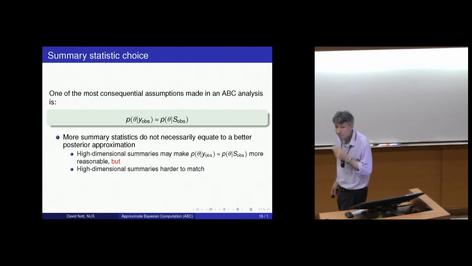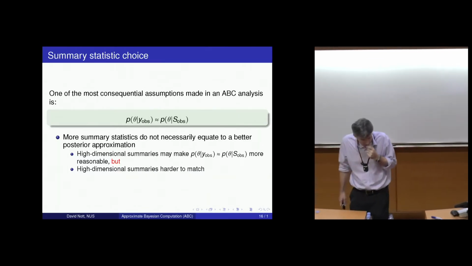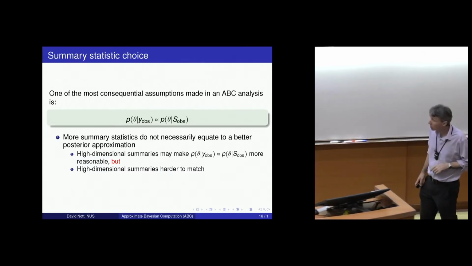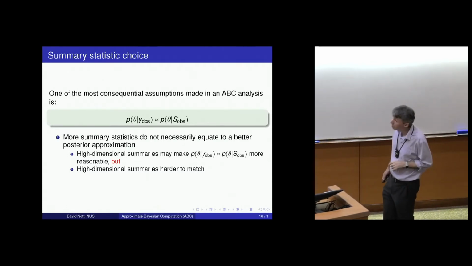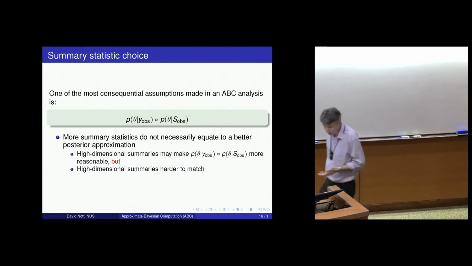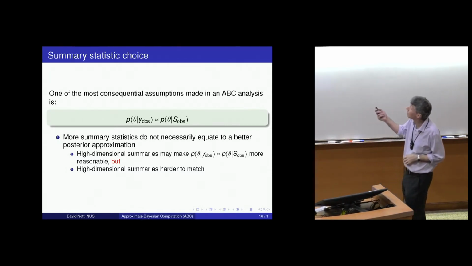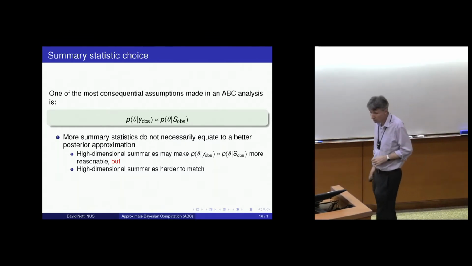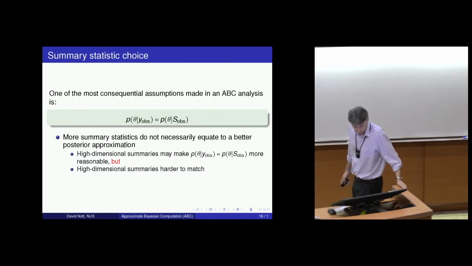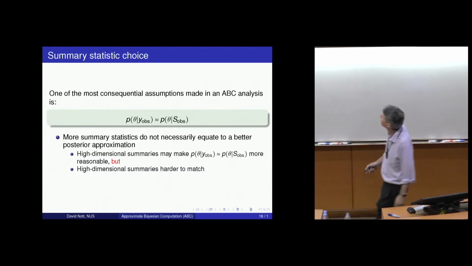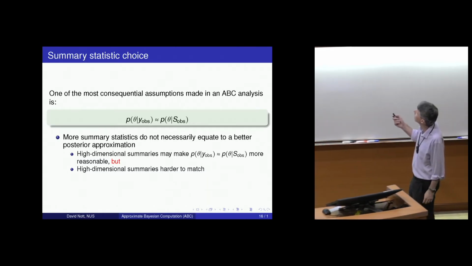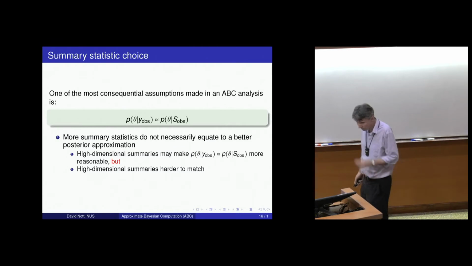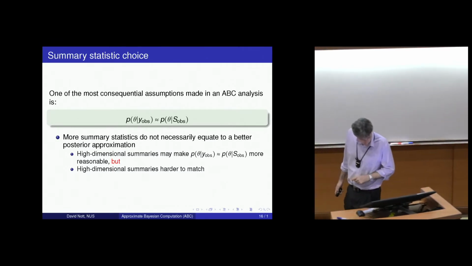Right. Now, I want to say some more about summary statistics for ABC, how you choose summary statistics. What are some of the considerations involved in choosing good summary statistics for ABC? One of the most consequential assumptions you make in ABC is this one here, that conditioning on the observed Y is approximately the same as conditioning on some summary statistics S. If S was a sufficient statistic, then this would be an equality if I could make my tolerance vanishingly small.